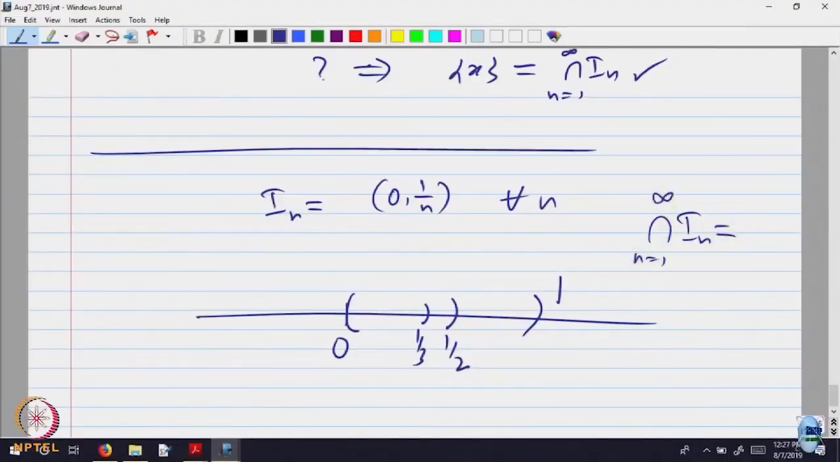What do you think is the intersection of the I_n's? If you say it is empty, that means I have got a counterexample to the nested interval property theorem. You see, in the proof, when you take the limit of a_n as a and the limit of b_n as b, then a and b need not be part of the intersection. That is what is happening here.